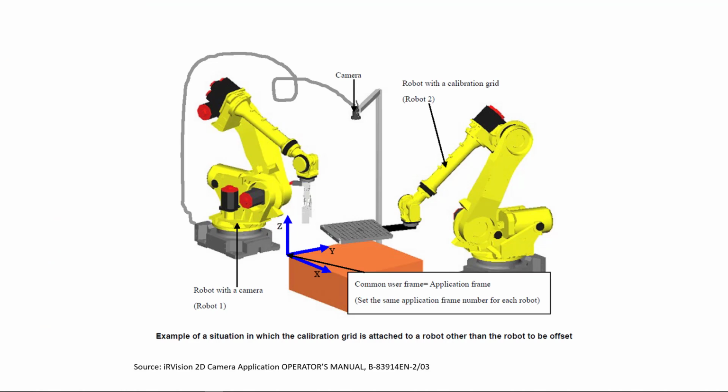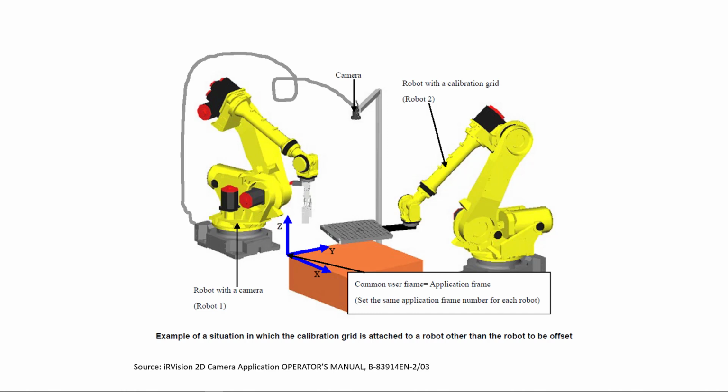In conclusion, if you want to communicate 2 or more robots on iRVision, you will need to set up the driving interface. One of the robots will be the master and the other ones will be the slaves. For this particular configuration, when you have the camera connected to one robot, and this is a robot that's going to be offset, and another robot is holding the calibration grid, you will need to set up a common application user frame.